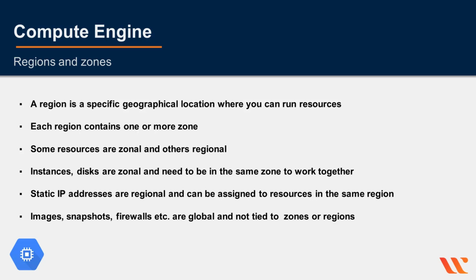For example, instances and disks are zonal and they need to be in the same zone to work together. Static IP addresses are regional and can be assigned to resources in the same region. Other resources like images, snapshots, firewalls, etc. are global and they're not tied to any zone or region.